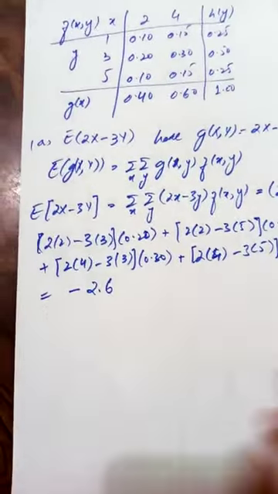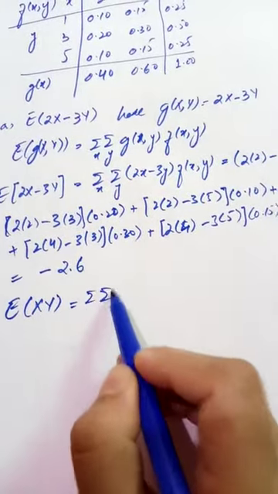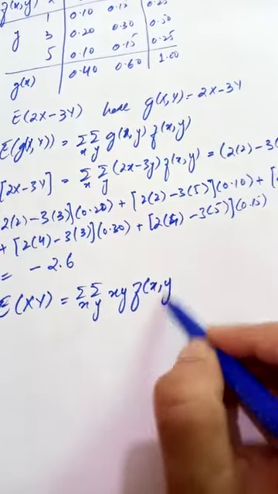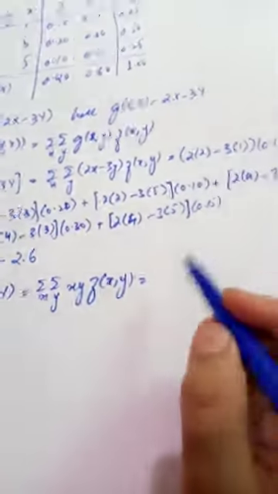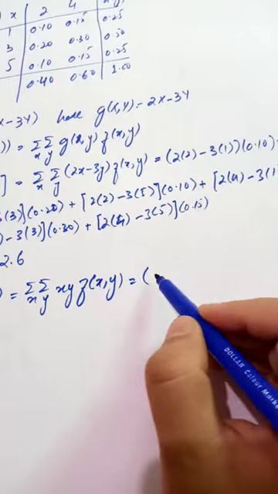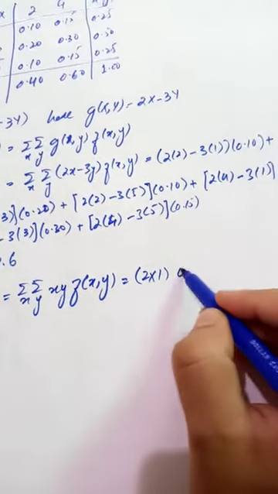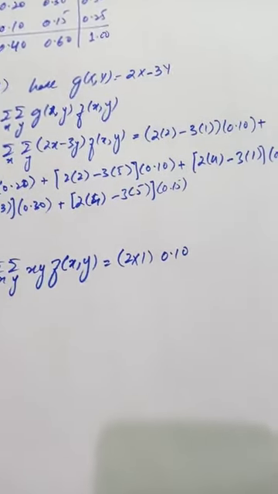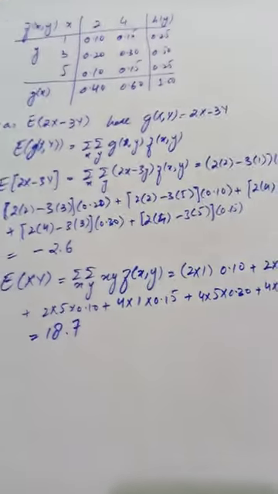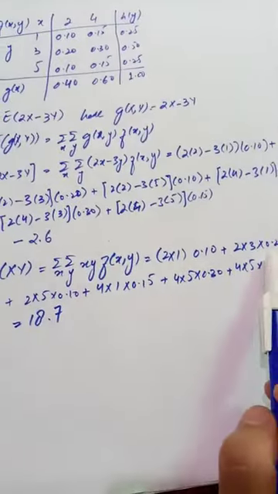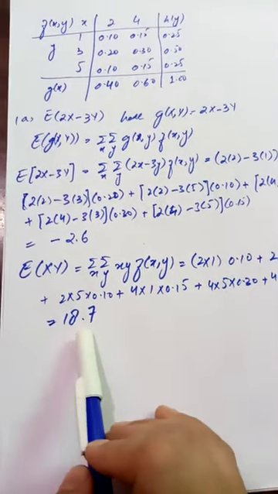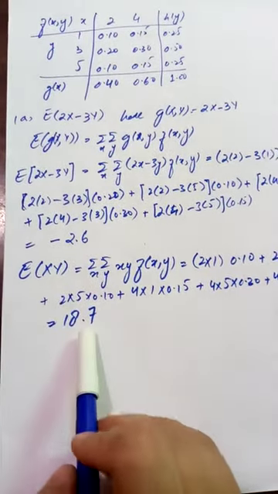Similarly, we can find the expected value of xy. So we'll write summation of xy into f of x, y. We will compute this for all the pairs like we have done before. It's 2 into 1 times 0.10, and we will write all the pairs and then compute this. So we have substituted all the values, considered all the pairs, and multiplication and addition gives us the answer 18.7. So we get the expected value of xy equal to 18.7.